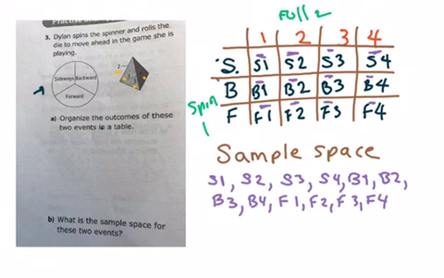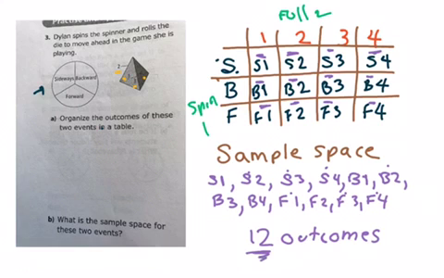Now, how many outcomes do we have? Well, that's just counting everything in the sample space. So we have 1, 2, 3, 4, 5, 6, 7, 8, 9, 10, 11, 12 outcomes. So now when we're trying to find probabilities, we're using the 12 as the denominator.